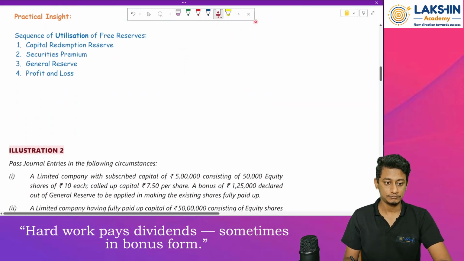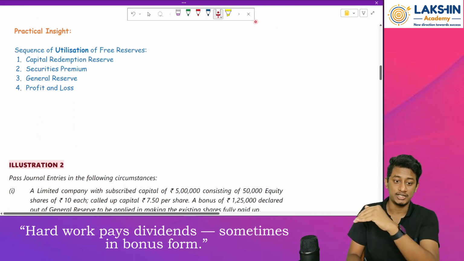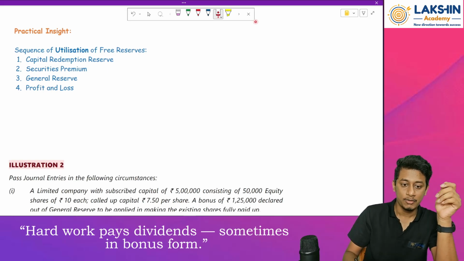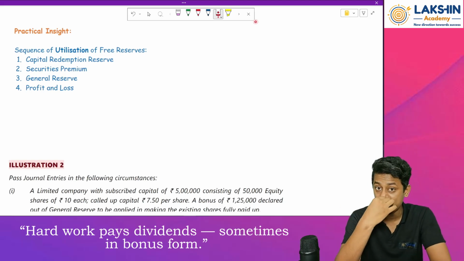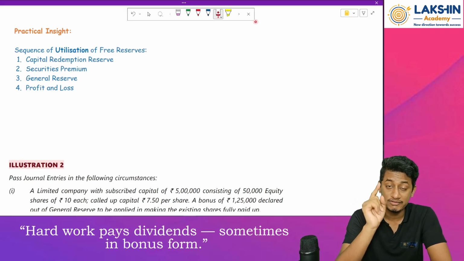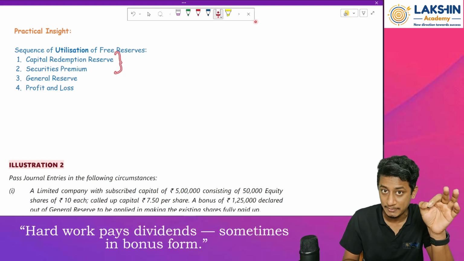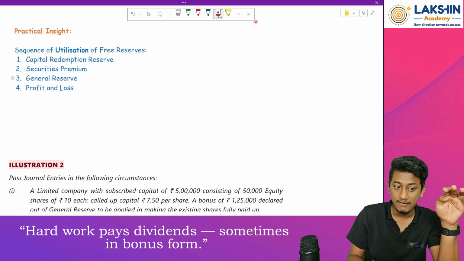Okay, now practical insight. There's a sequence of utilization of free reserves. So how do you use it? First of all, use capital redemption reserve, then use securities premium. Why? Because whatever CRR and securities premium you have can be used only for specific purposes. Five conditions we have seen in the previous chapter, under unit 2 while studying securities premium. In that, one condition was issue of bonus shares. Because these two have only limited purpose, we will issue the bonus shares first out of these reserves. Once these are empty, we will go to general reserve.